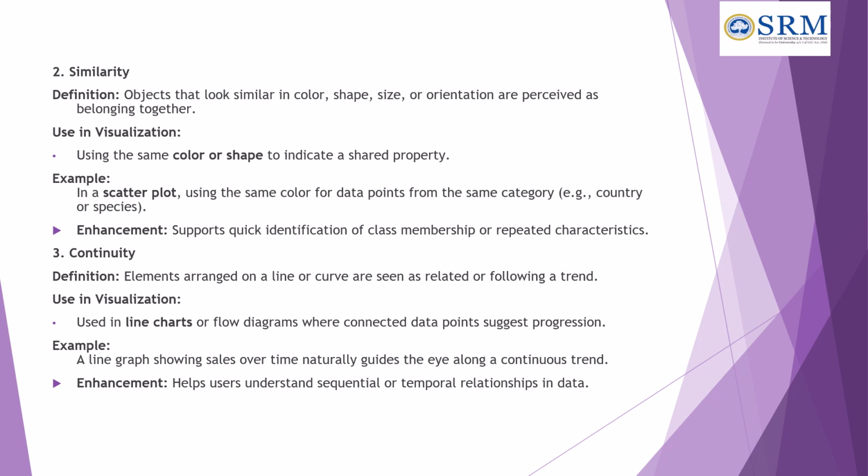Continuity. When data points are arranged in a smooth line or curve, we see them as being connected or following a path. This is called continuity. For example, in a line graph that shows sales over several months, our eyes follow the lines to see how the numbers rise or fall over time. This helps us understand trends, progressions, or how something changes step by step.